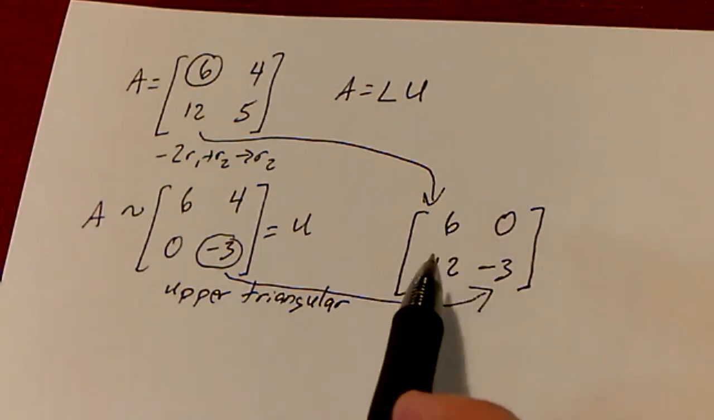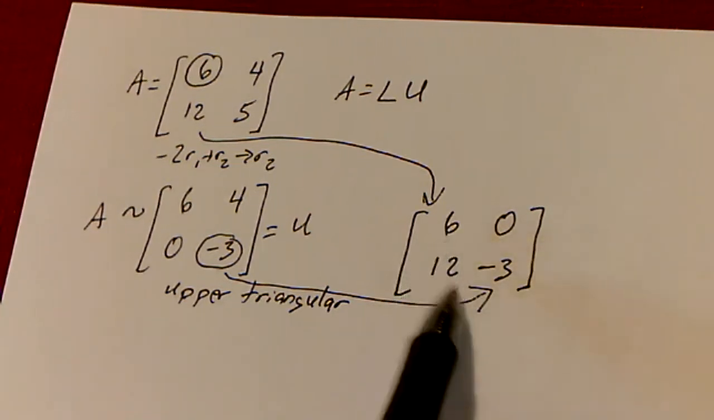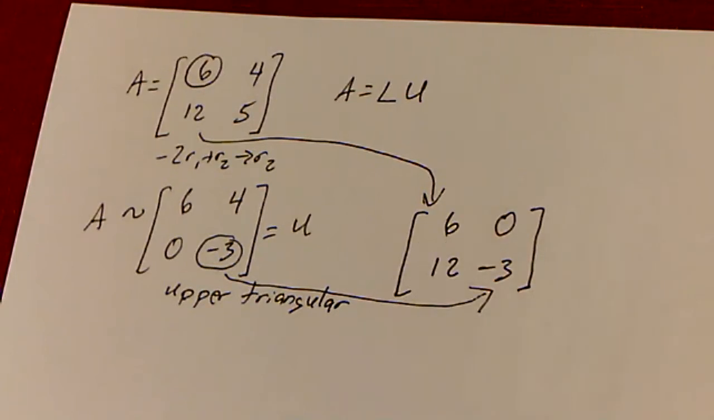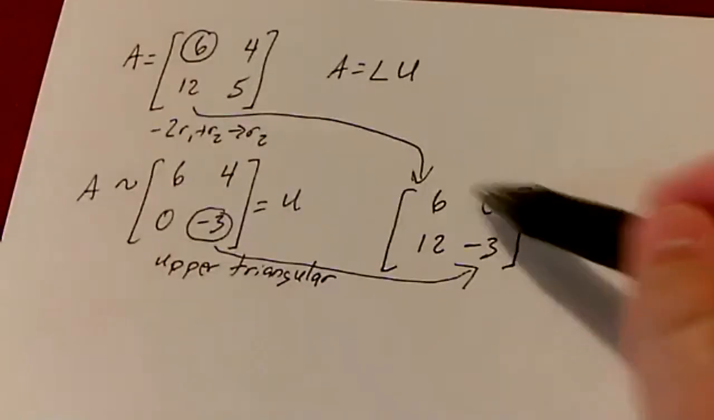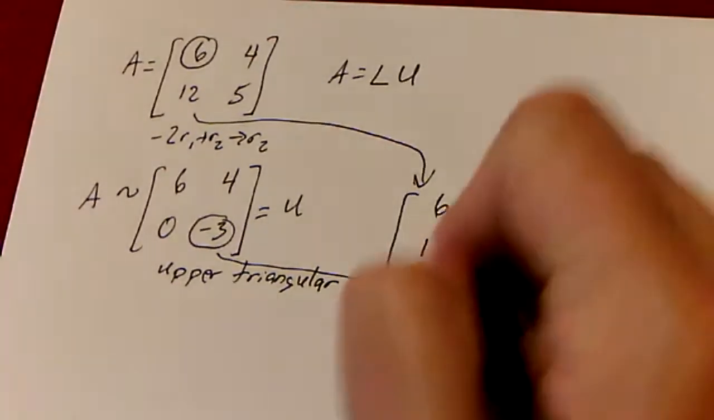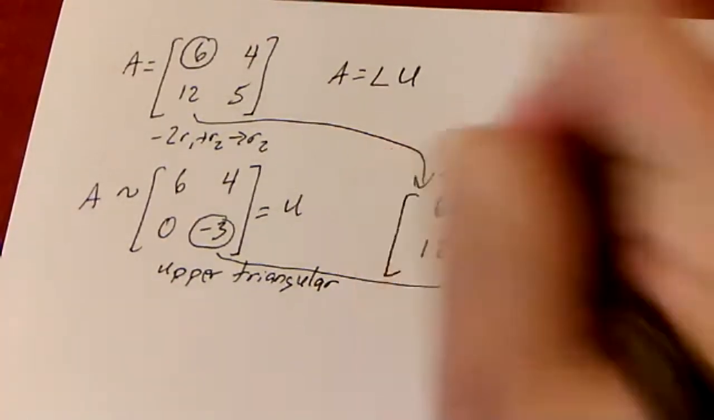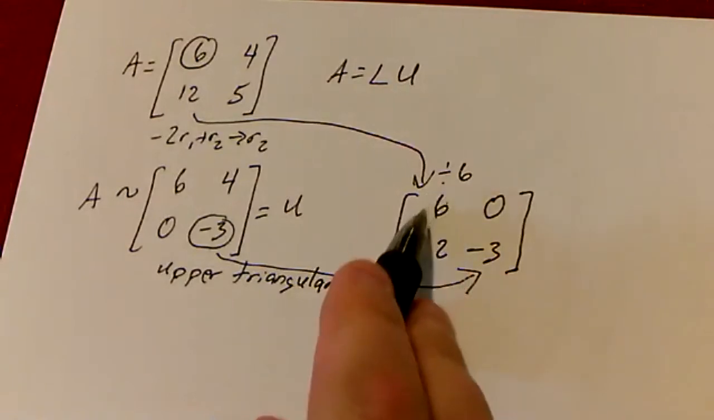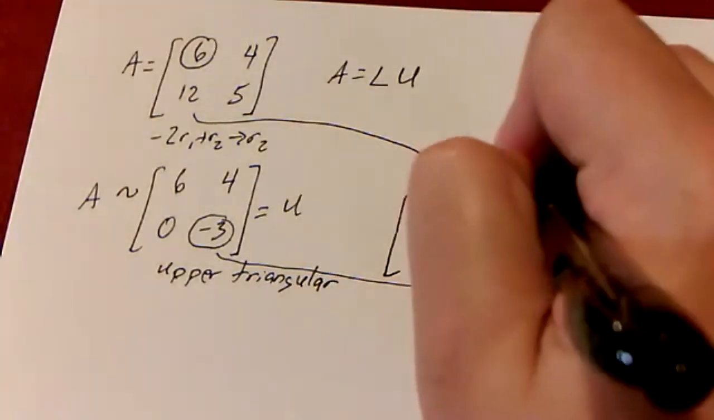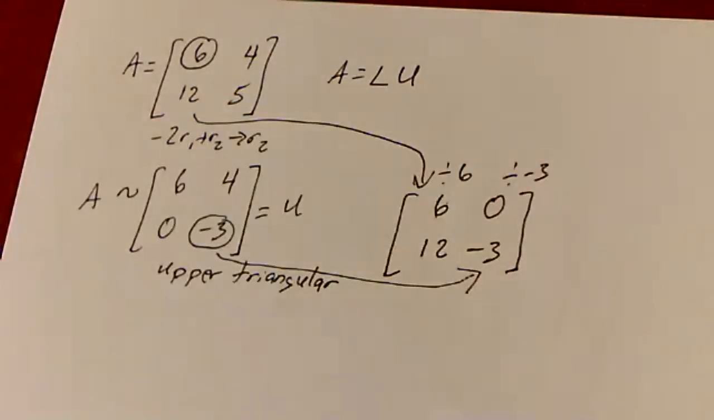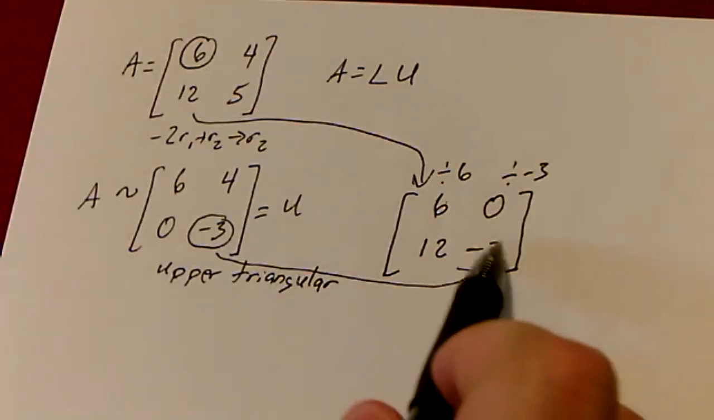Now, what I do need to do for L is scale this to have 1s along the diagonal. Your L matrix in your LU factorization will have all 1s down the diagonal. So I'm going to take row 1 here and divide it by 6, because 6 is in that pivot position. I'm going to take row 2 and divide it by -3, because -3 is in that pivot position.